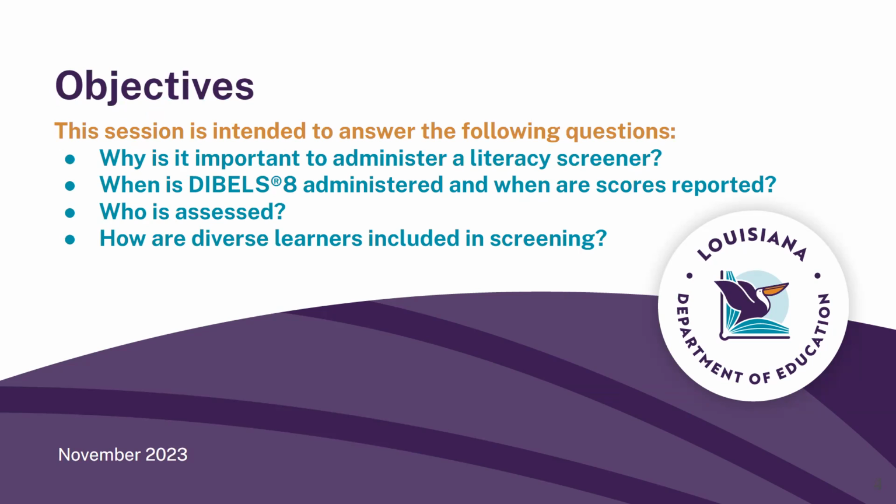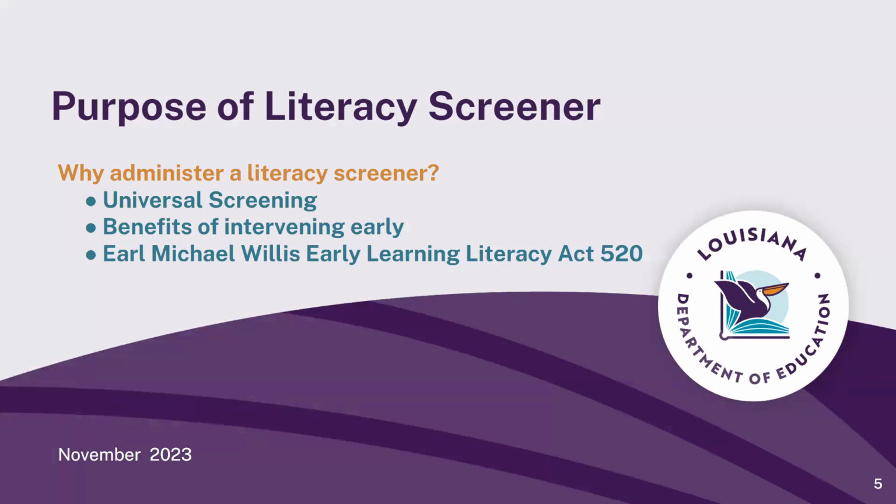As we go through this presentation, our objectives are as follows. We want you to understand why it is important to administer a literacy screener. When is DIBELS 8 administered, and when are scores reported? Who is assessed, and how are diverse learners included in the screening? The purpose of our literacy screener is so that we can know why we are administering this screener. What is a universal screener? What are the benefits of early intervention? And then, what is this Earl Michael Willis Early Literacy Act 520? What is this act, and how does it pertain to us? It's very important that we get to that.